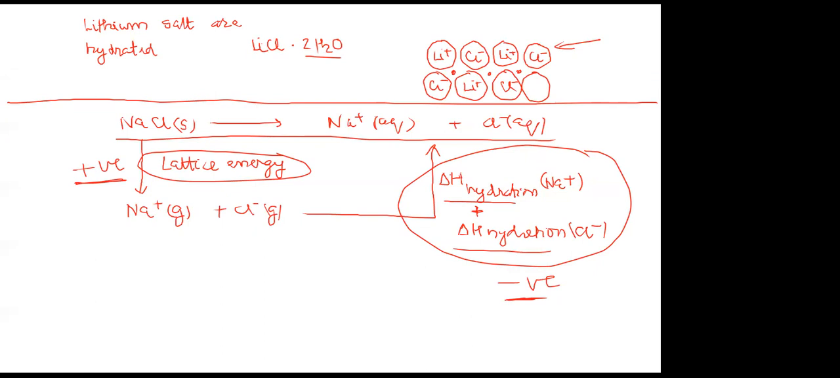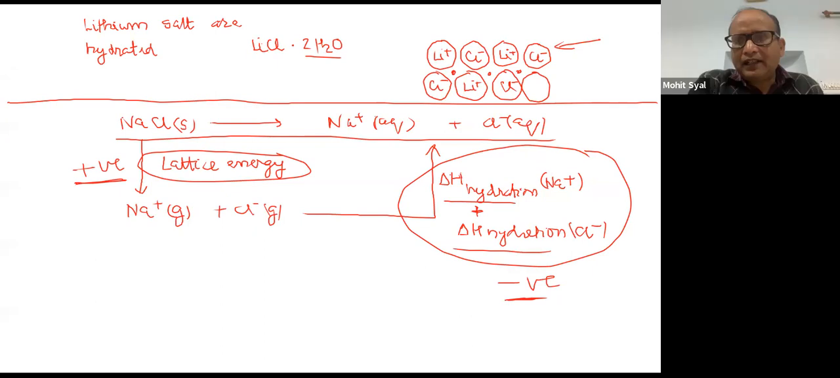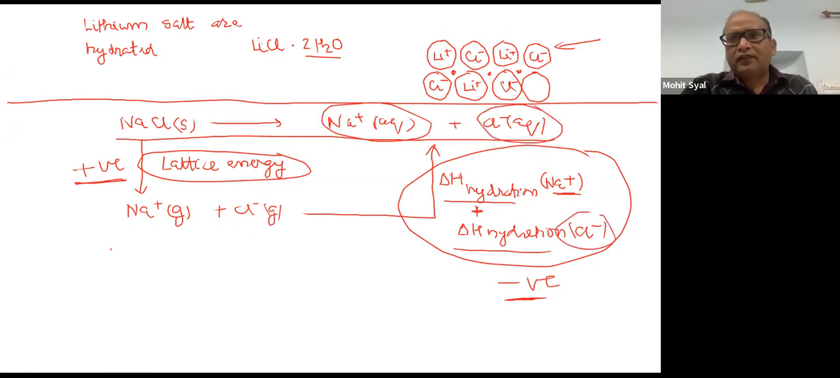So NaCl is soluble because its hydration enthalpy, which is due to the hydration of Na+ and due to the hydration of the chloride ion, is more than the lattice energy which is required to break that ionic crystal.